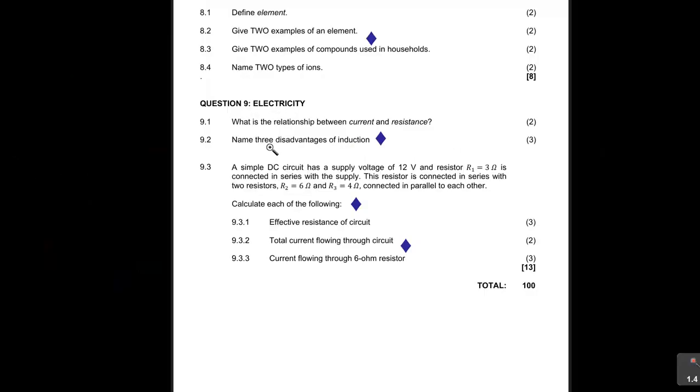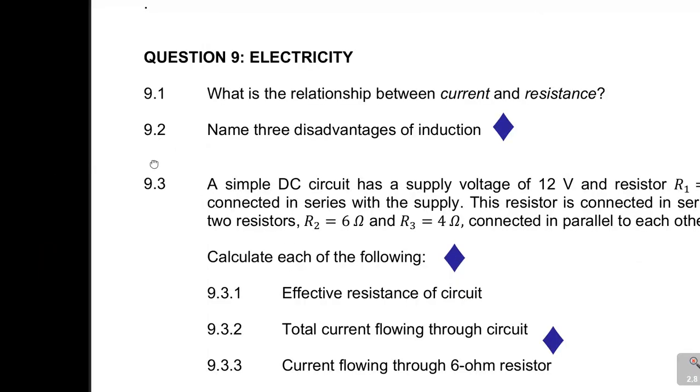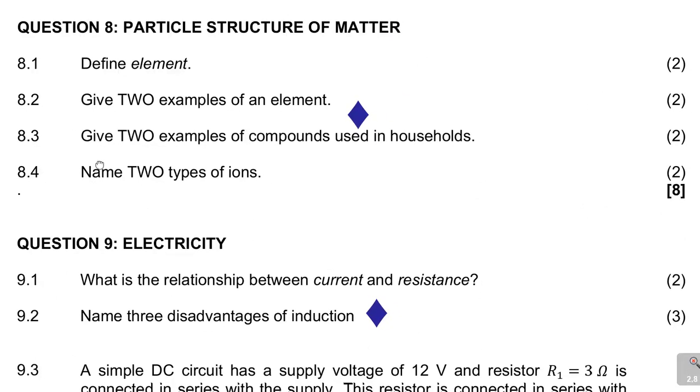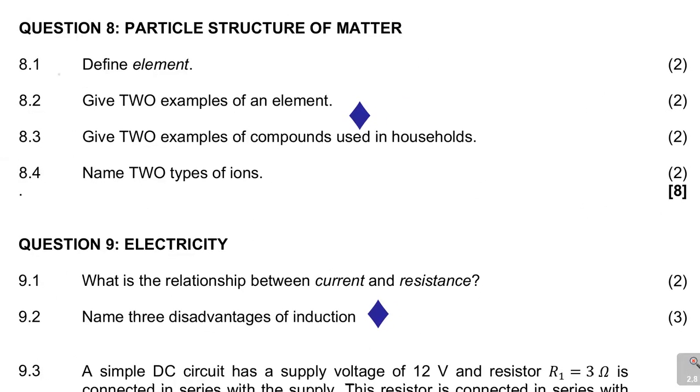Now we are looking at question number 8. And question number 8 in this instance focuses on the chemistry side of this paper. It's just a small section where it deals with chemistry. So let us look at that part of the paper, and we are looking at the particle structure of matter. Now the first part of the question, 8.1, says we must define an element.